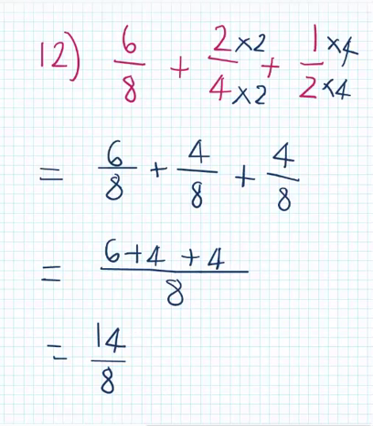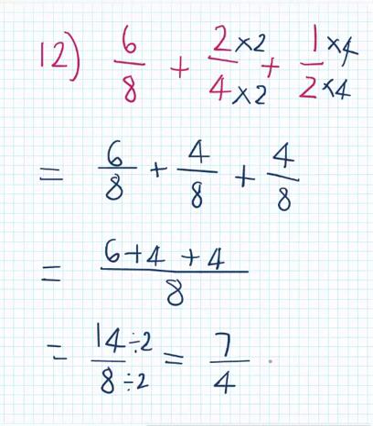And we don't stop there. Yes, it's an improper fraction, but I can also simplify it first to make it easier for me. You can simplify it later, but I'm going to do it now. And 14 and 8, because they're both even, I'll divide them both by 2. 14 divided by 2 is 7. 8 divided by 2 is 4.